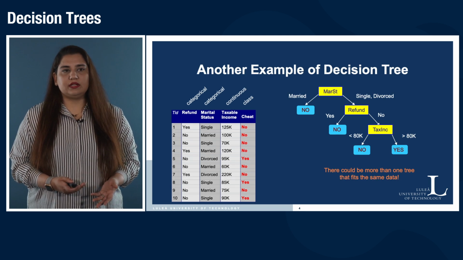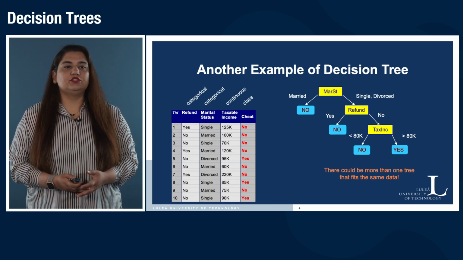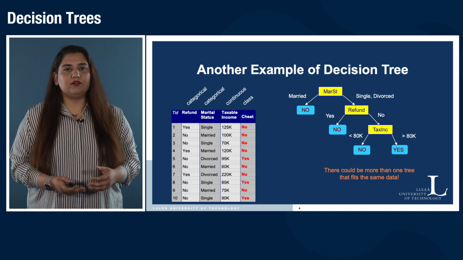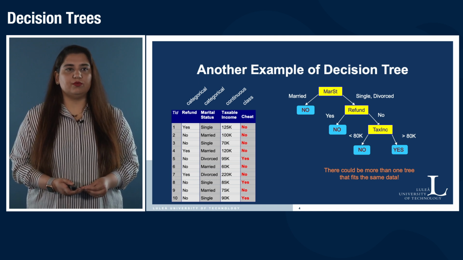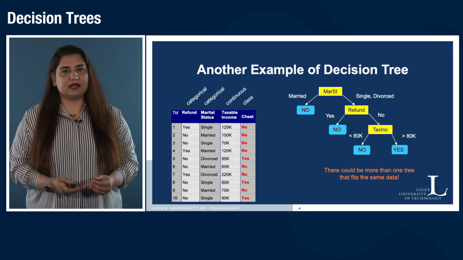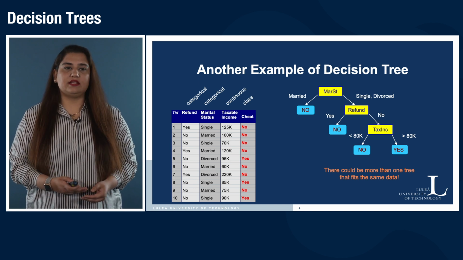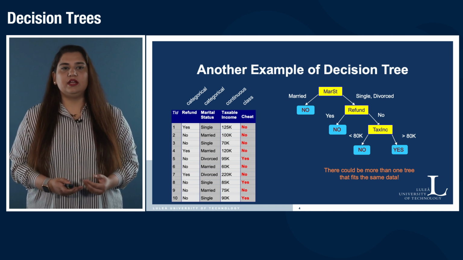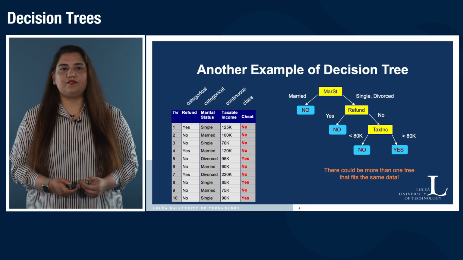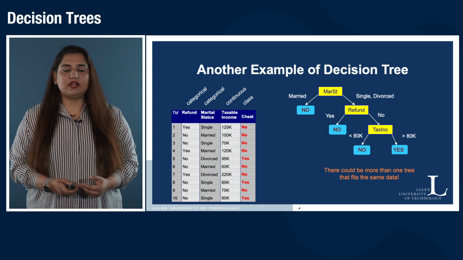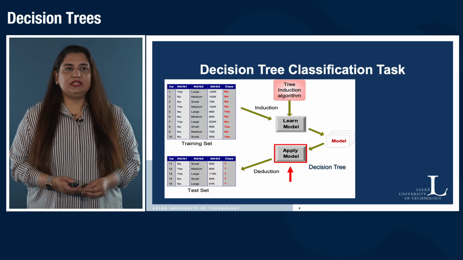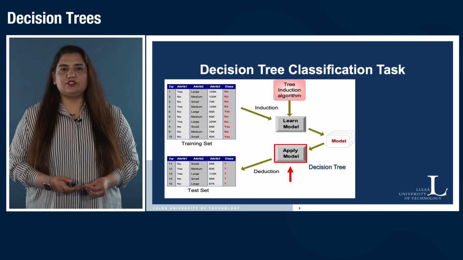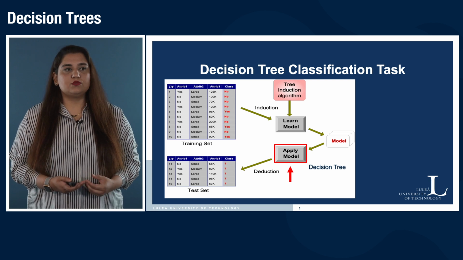Let's try to make another example from it. So if we take another variable or attribute from the table as the root node, this is how it will work. So first of all, we will check the marital status, and then the next attribute will be refund, then the taxable income, and then the final decisions. Similarly, we can extract as many trees as we want based on our problem at hand. So basically, this is how a decision tree classification task works.